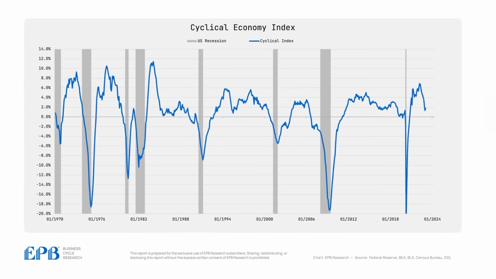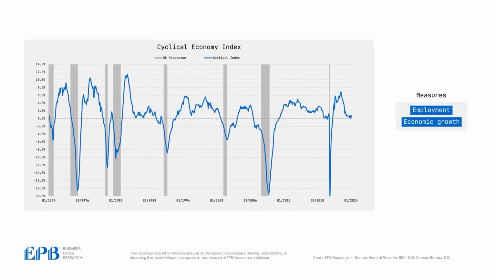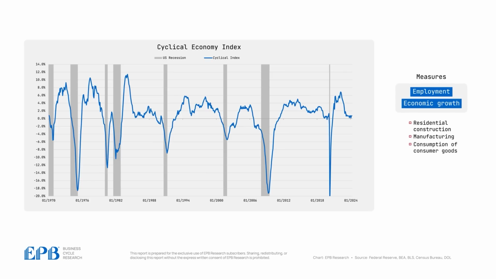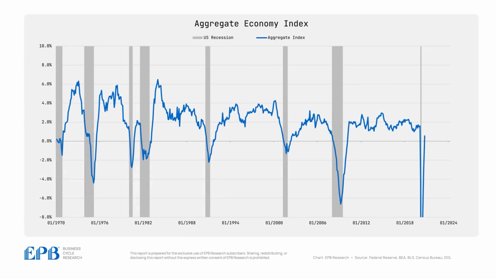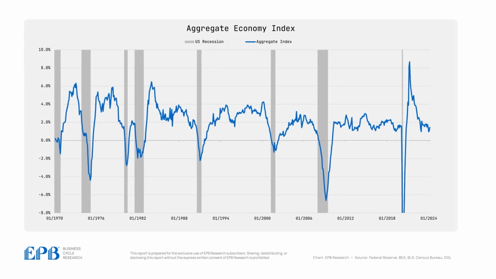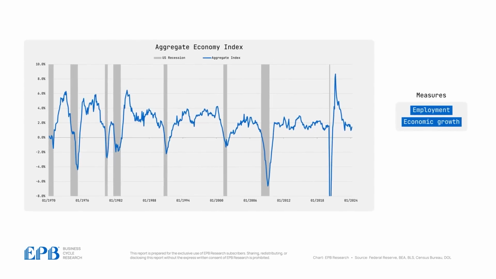Cyclical indicators measure employment and economic growth from the economy's most cyclical or interest rate sensitive sectors, which are generally residential construction, manufacturing, and the consumption of big ticket consumer goods. So whenever you see cyclical index, that means employment and economic growth in construction and manufacturing specifically. Aggregate indicators define the entire business cycle and directly measure employment and economic growth for all sectors of the economy.